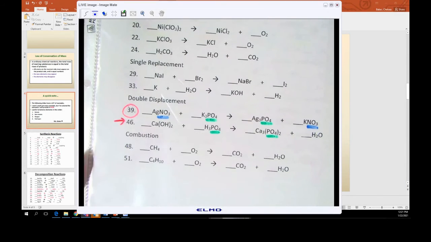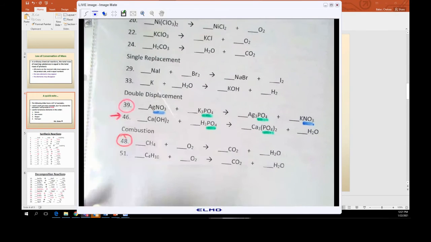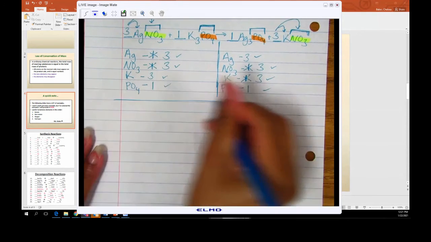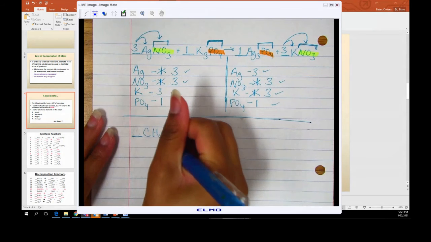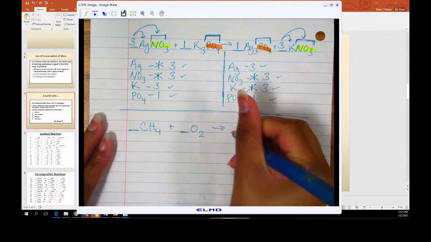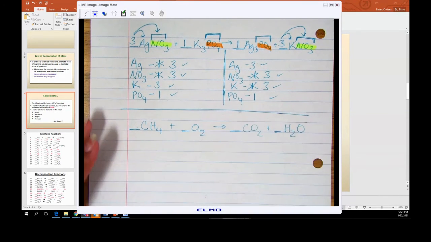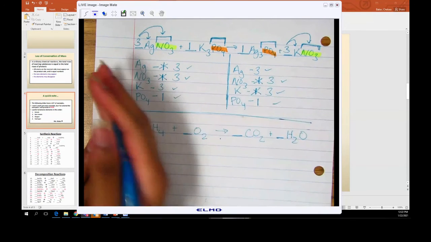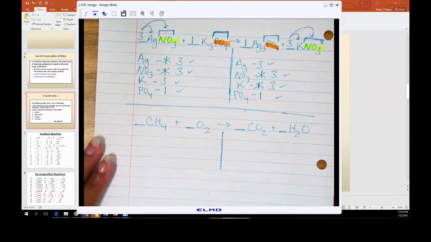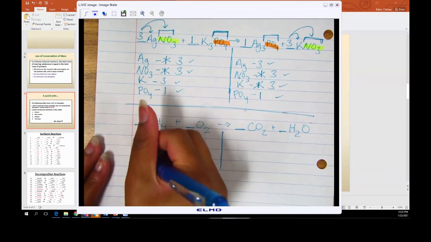I want to do one of these combustion reactions. Let's just do the simplest one. So we'll do 48. Everything's okay. All right, I've got my reactants, my product. I'm going to draw my line down the center. I'm going to list out the elements I have present. Those are carbon, hydrogen, and oxygen.